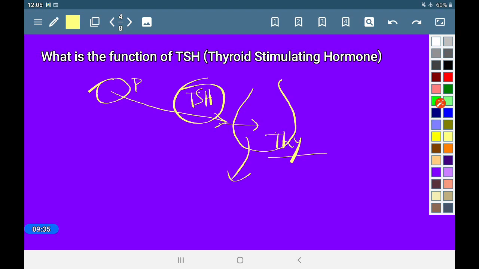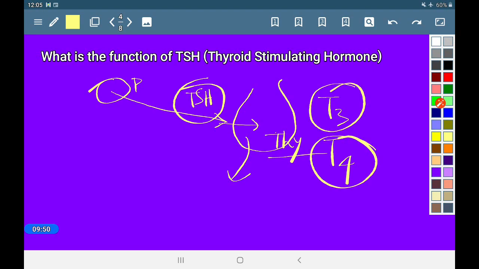Very important role to release the thyronine hormones: tetraiodothyronine and triiodothyronine. These two hormones, T3 and T4, you know that. And how T3 and T4 are formed with iodine has already been discussed. But thyroid stimulating hormone stimulates the production of these hormones. Without it, these hormones cannot be produced.